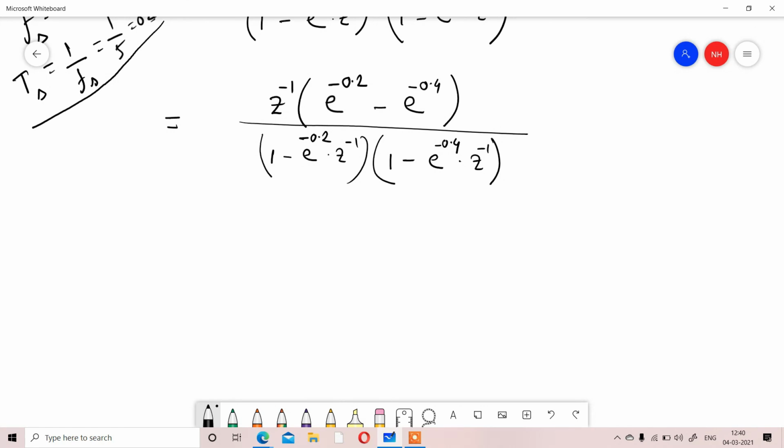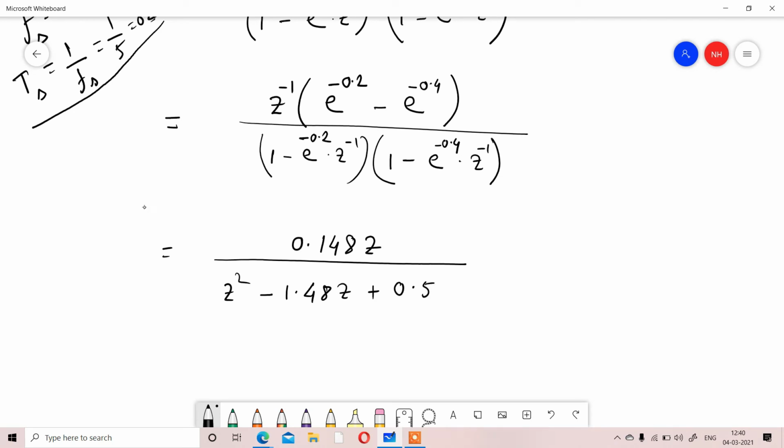And in that expression, simply if we replace the value e to the power minus 0.2 and e to the power minus 0.4 by using your calculator, and simply if we remove the z inverse by multiplying z square to both the numerator and denominator, the final result that we will get is 0.148 z by z square minus 1.48 z plus 0.548. That will be your result.